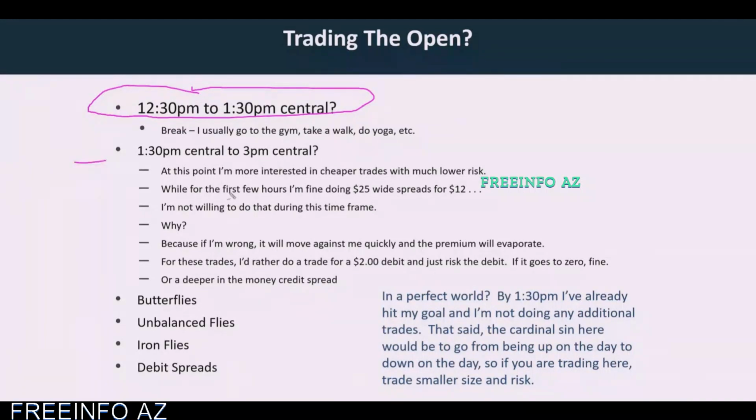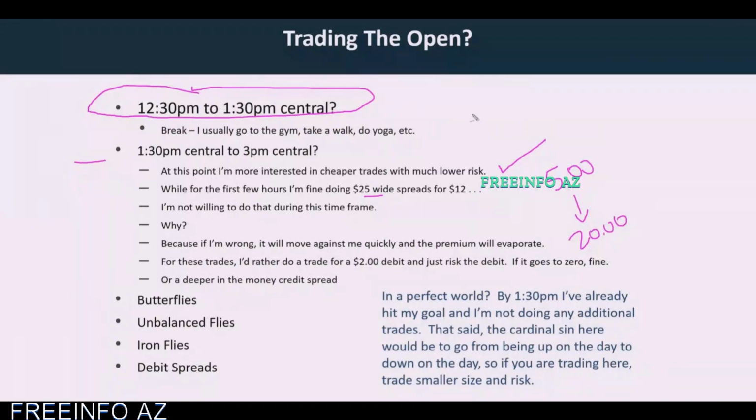And at this point, I'm more interested in a different kind of trading, cheaper trades at lower risk. In the morning, I'll do $25 wide spreads. But in the afternoon, even if you're doing an at the money $12 wide spread, you're not getting much of a credit. You might get like a $5 credit, which means you've got $20 of risk.